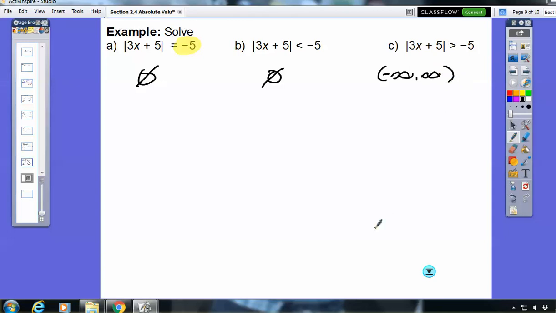These are problems where you can still work them out and solve them. We don't want to do that. But if you recognize once you get the absolute value by itself, if you have a negative, it's either going to be no solution or negative infinity to positive infinity. Just stop and think which one. Alright, is that okay?